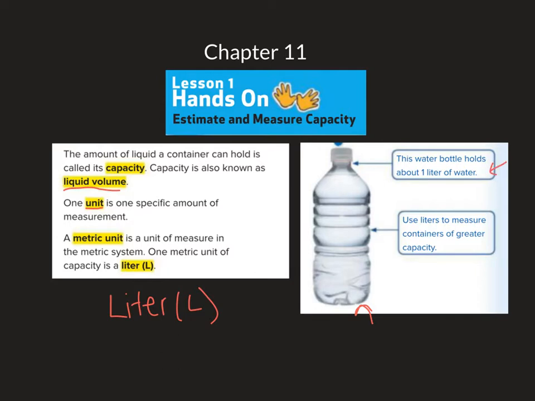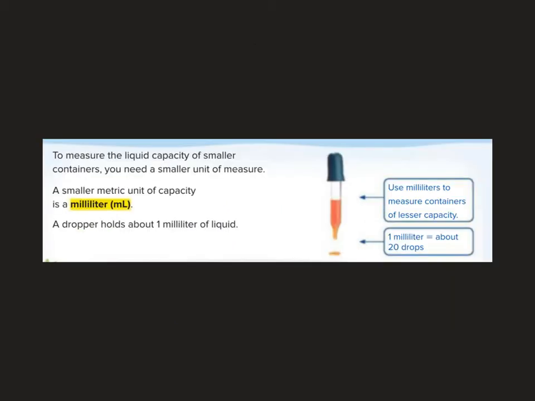Use liters to measure containers of greater capacity. So if you happen to have a 1 liter bottle of water around your house, please don't go out and buy one. But if you happen to have one, go ahead and look at that, fill it up with water, see how many liters may fit into a gallon. If you guys have your recycling, because recycling places aren't accepting any recycling right now, maybe you have a lot of recycling you can take a look at. But I would highly recommend you find your liter and your milliliter and try to work on that to see exactly how much it is.